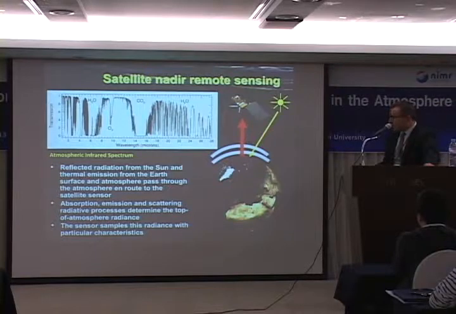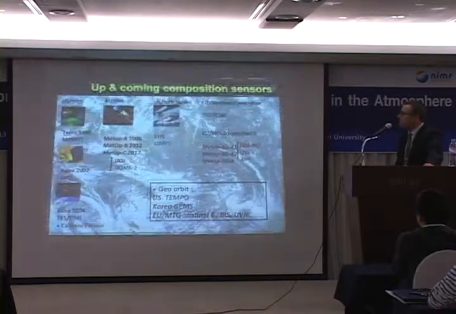So if we want to be able to do some retrievals with this data, then we have to be able to understand the radiative transfer processes as the radiation passes through the atmosphere. That means understanding absorption, emission and scattering radiative processes through the atmosphere, and being able to embody that in a radiative transfer model to tell us what's happening.